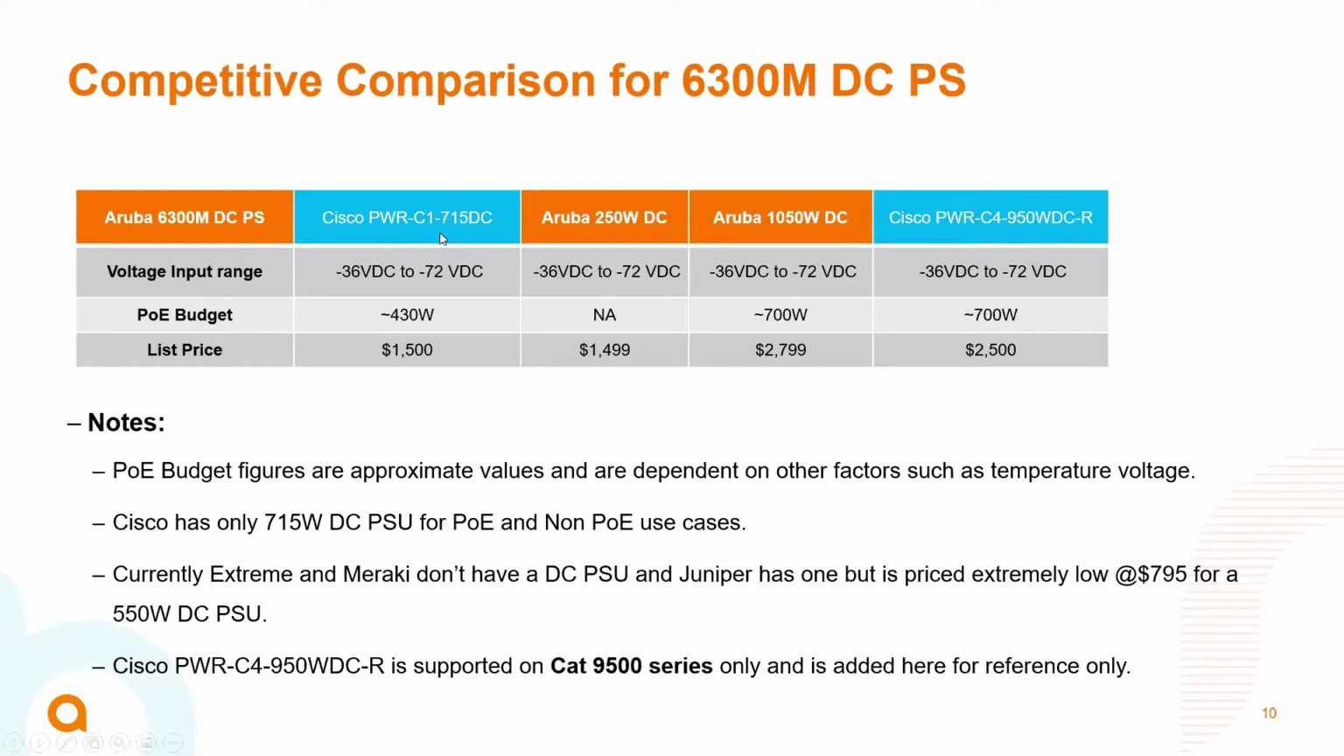They don't have anything like a non-PoE and a PoE DC power supply, but we do have. And for other competitors like Extreme, Meraki, or anything like that, even on Google, you will not find any DC PSU supported today. That is something we have to keep watching. Juniper has this one, as you see here, with a capacity of only 550 watt DC PSU. So it is not anything near the 700 watt PoE we are providing as of today, right?